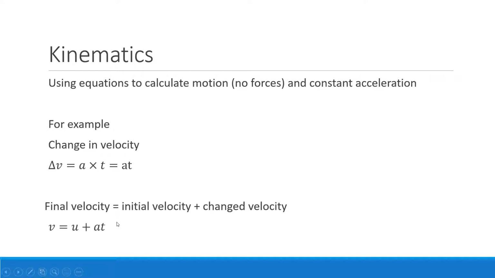V equals U plus AT is our very first formula to calculate kinematics. So that will be the first one I want you to write down. The reason I've got this slide here is to show you how that formula was created. And in fact, we've got another slide to show you how a different formula was created. I'm going to do that in a second. So I'm going to give you a fraction of time to copy this down if you want to, or to take notes.